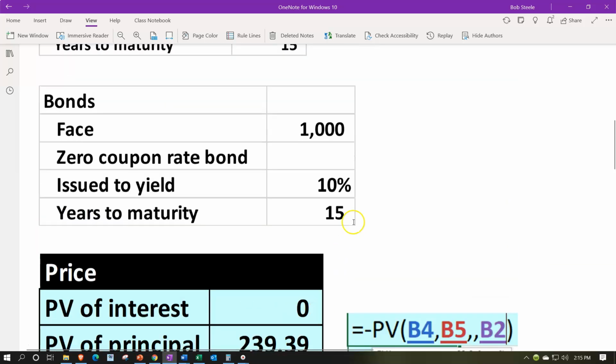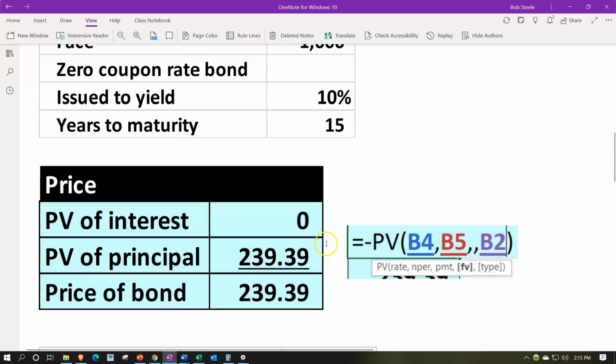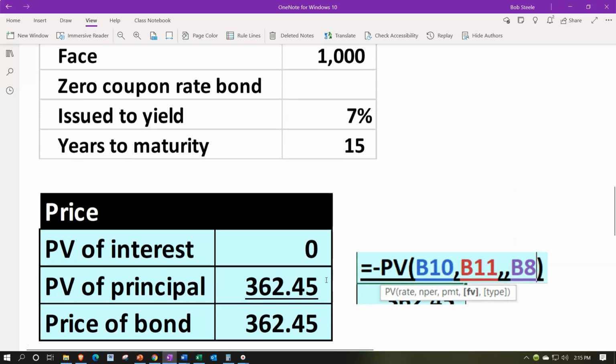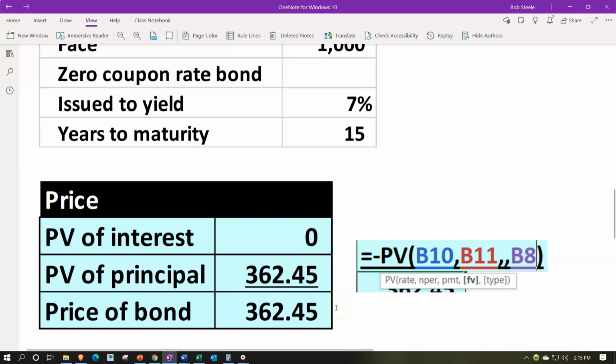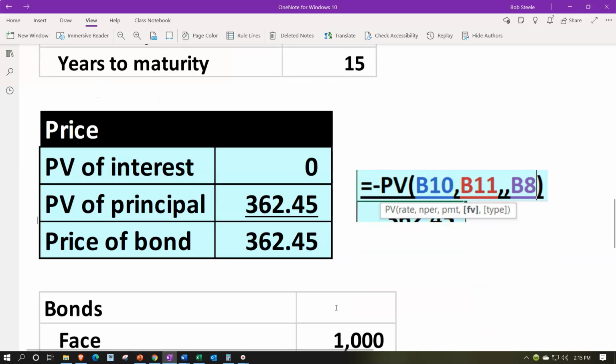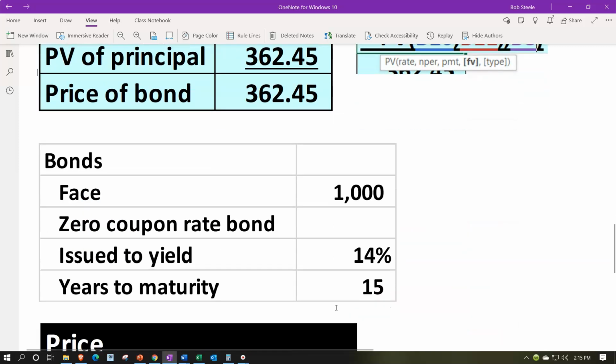Now you can see as the rate goes down, we ended up with the value of 239.39, and then the rate goes down and the price goes up to 362.45. So we have that inverse relationship between the rate and price. If we took the rate then up, going up to 14%.